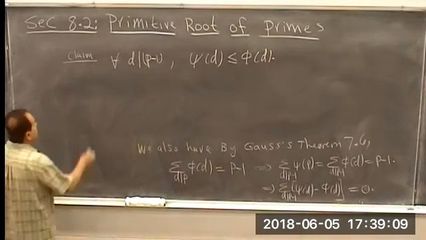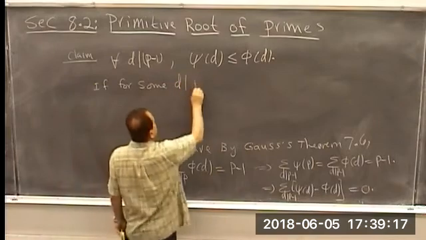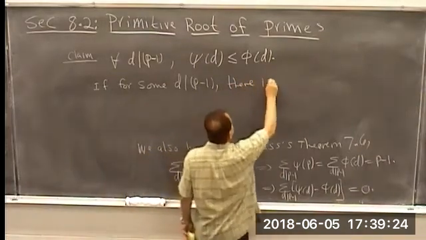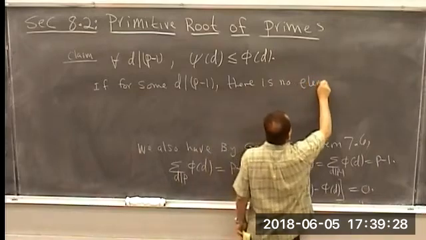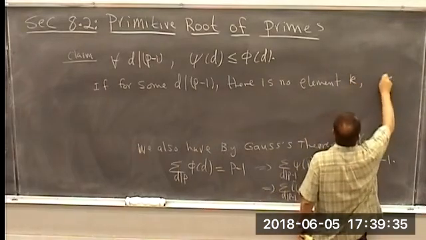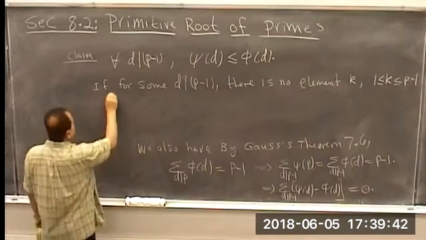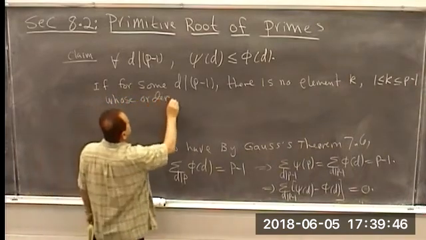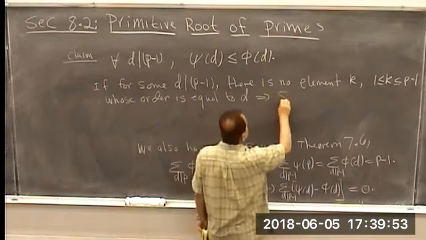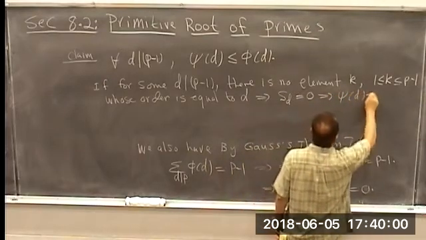All right, so here's the proof of this. If for some d a divisor of p minus 1, there is no element k between 1 and p minus 1 whose order is d, then S of d is equal to 0.